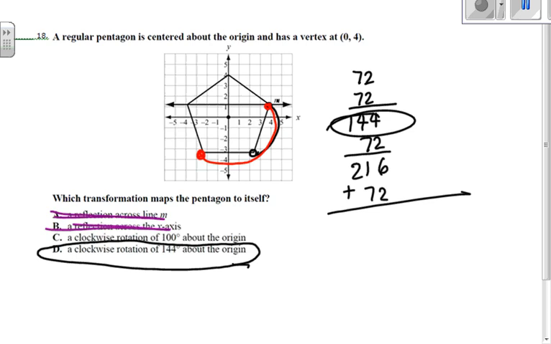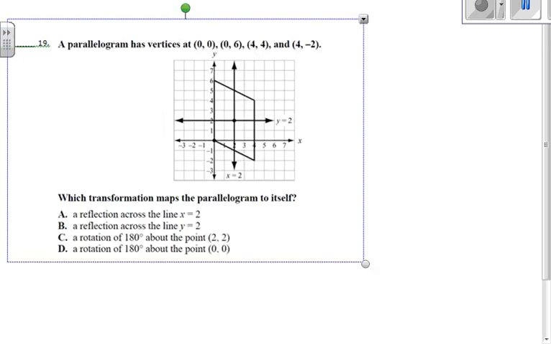Number 19, if you've got those vertices, which one maps it to itself? So again, you're looking for the thing that will sit down right on top of itself. So a reflection across the line x equals 2. Well, if you reflected every point, and you can see there's a point, there's a point, there's a point, and there's a point. If you reflected them across, the new point right here, this one is 2 from the left, so you would go 2 to the right, and this was 2 from the right, so you would go 2 to the left. This is a reflection about the line x equals 2.